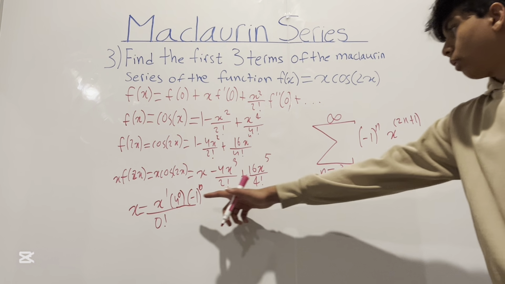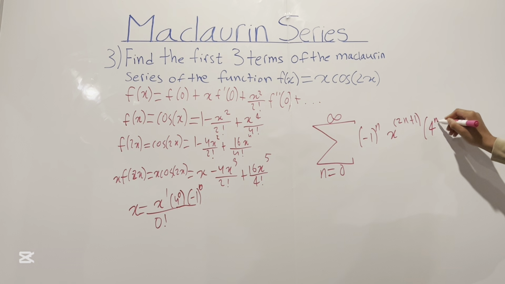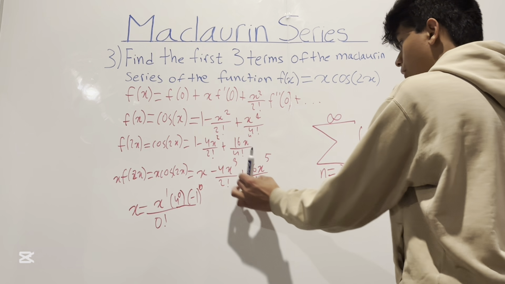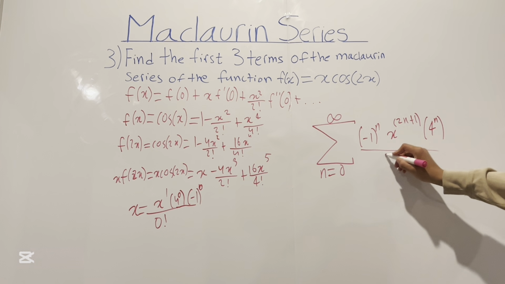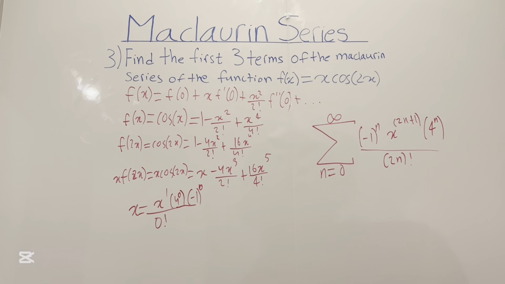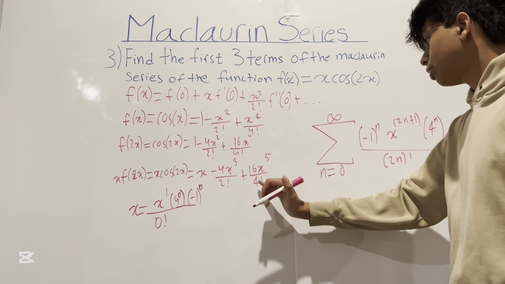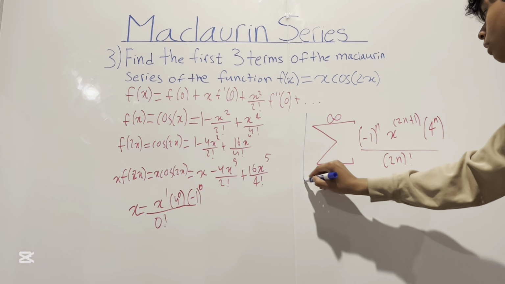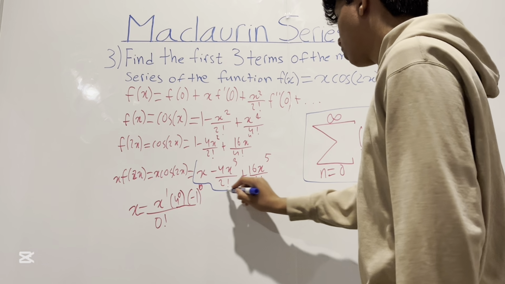And then the 4, now we're going to have to include the 4 here. So this is just going to be 4 to the n. Because you see here, this is 4 to the 0, 4 to the 1, 4 to the 2, and then 3, 4, 5, 6, whatever. And the denominator is just going to be 2n factorial, because you see here, this is 2 times 0, 2 times 1, 2 times 2, and so on. So this is the final power series for x cosine of 2x. And these right here are the first three terms.